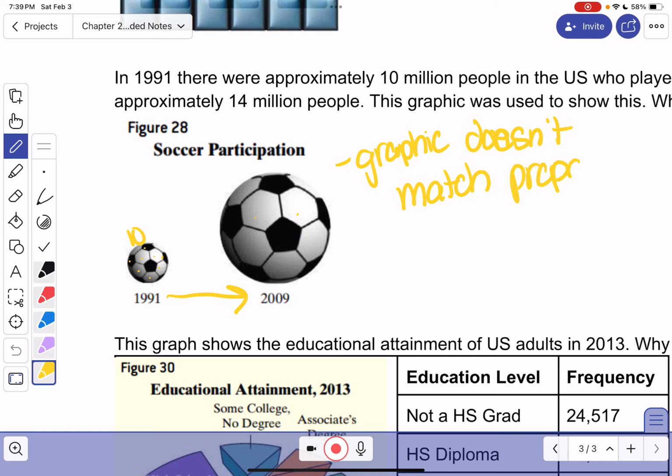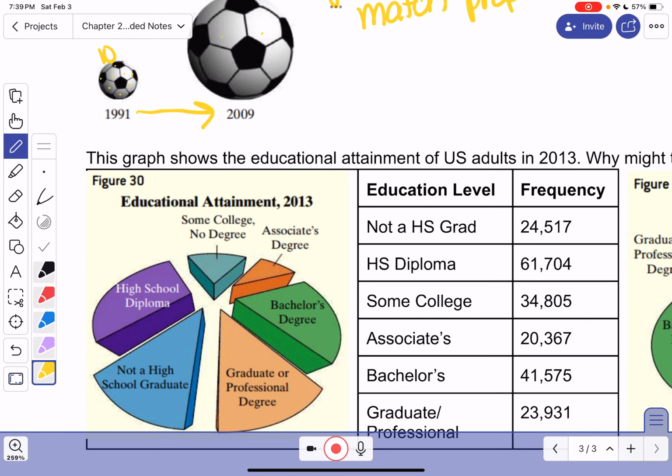Now, someone doing this might be trying to sell soccer cleats or soccer balls, and they're saying, hey, so many more people are participating, you need to jump on this board. And it is a lot. I mean, 4 million people is a lot, but it's not as much as this picture represents. So 3D graphs, you really want to be careful. Let's look at another 3D graph.